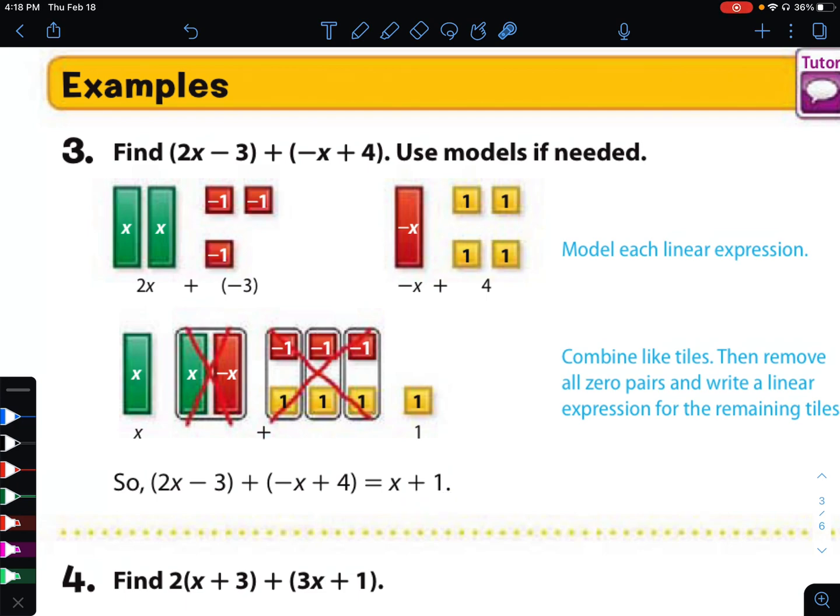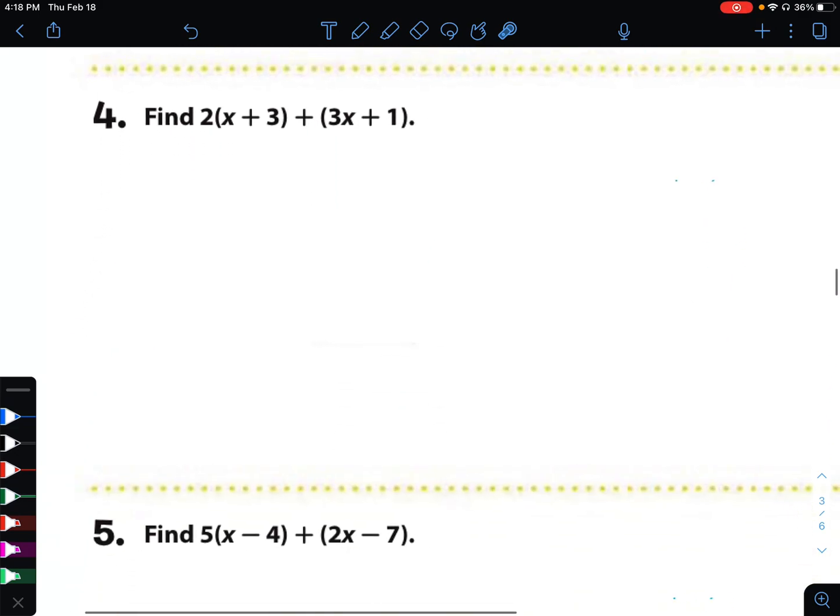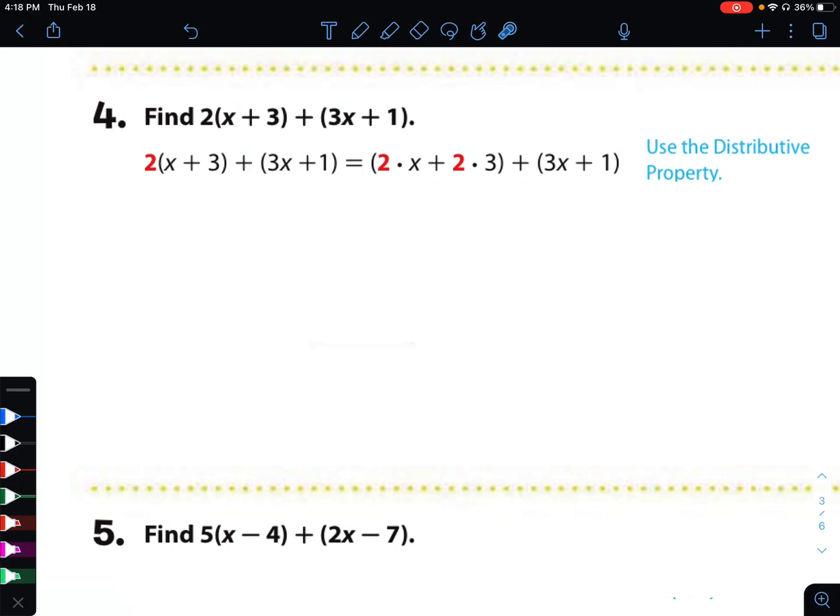Okay, so let's take a look at example number 4 and let's see how this works without models. Remember we studied the distributive property in lesson 4. So we will be using the distributive property here. We will distribute 2 to x and 2 to 3 before we can simplify this particular expression. First things first, we copy the problem down. This is highlighted in red because that's the number that we are going to distribute to x and 3.